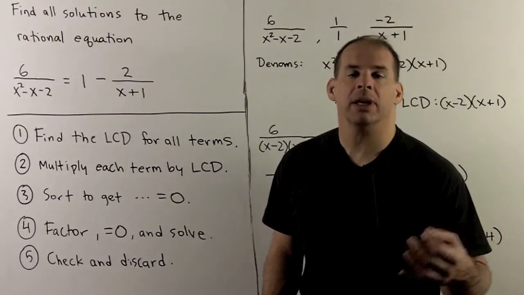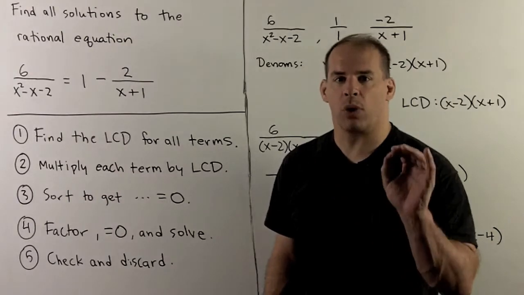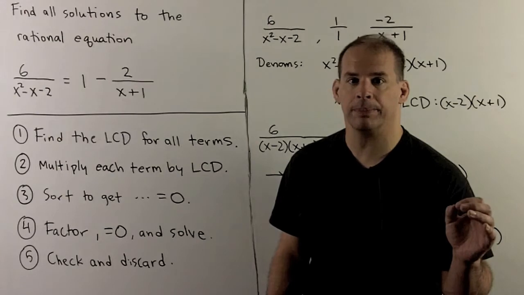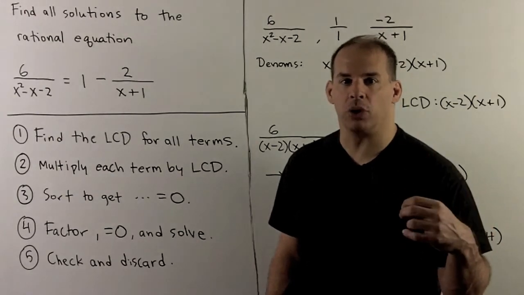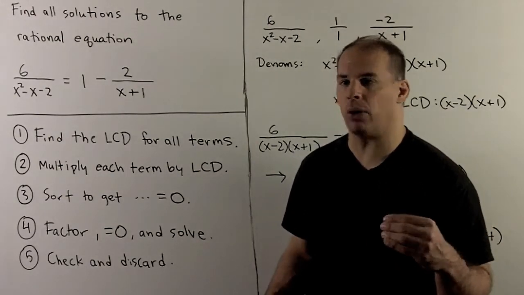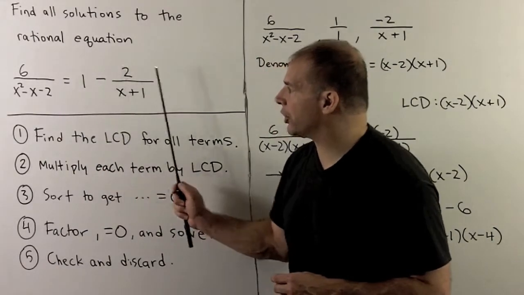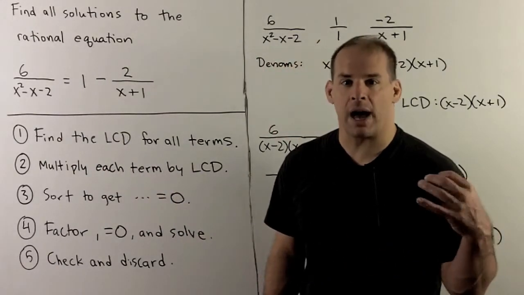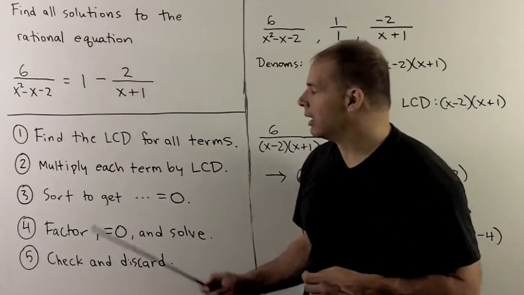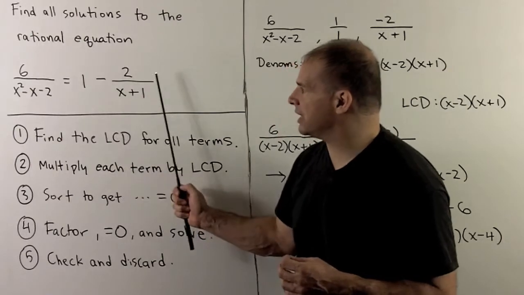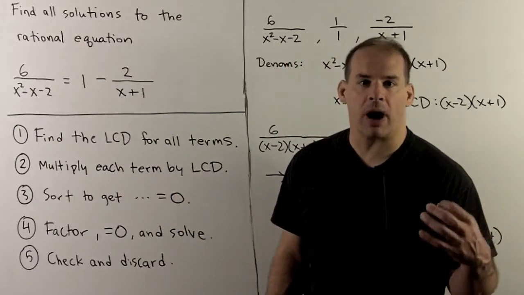As usual, if we have a checklist for our type of problem, we write it down so we can go through our problem methodically. For solving rational equations, we proceed as follows. For my first step, we go through the equation term by term and find the least common denominator. Then we take that least common denominator and multiply each term by the LCD. That'll clear out all the fractions.